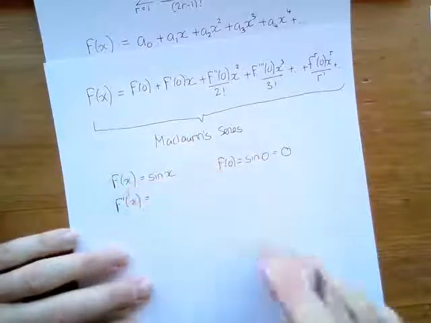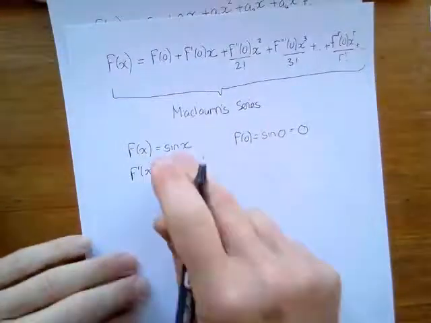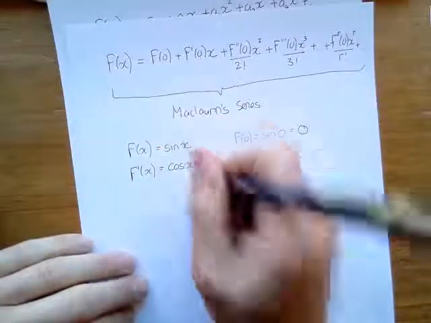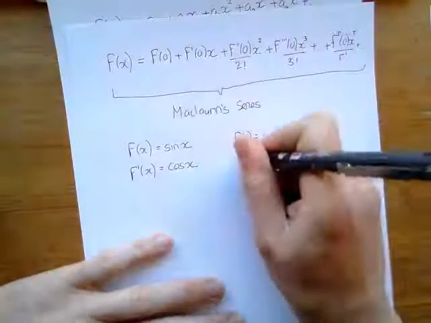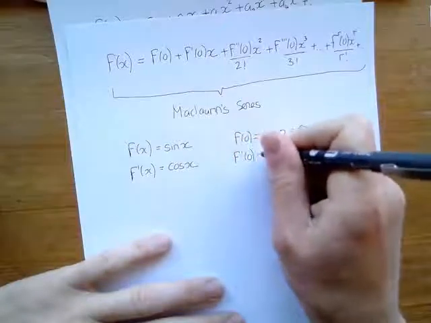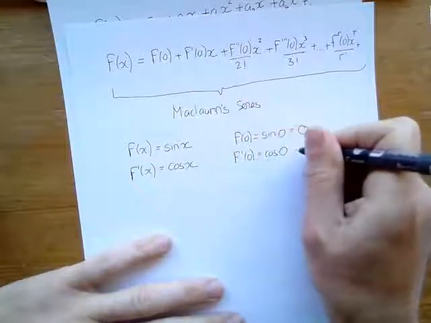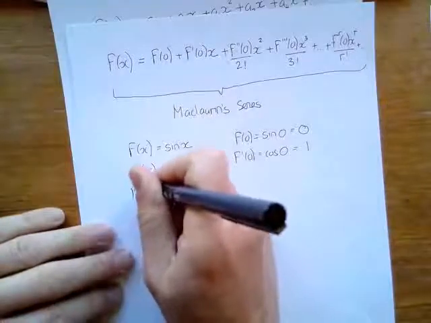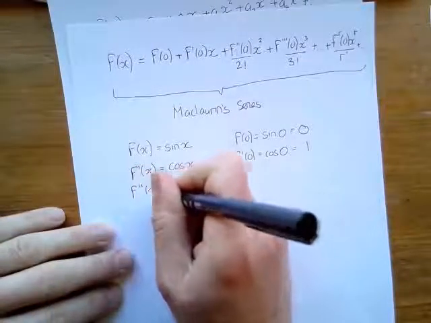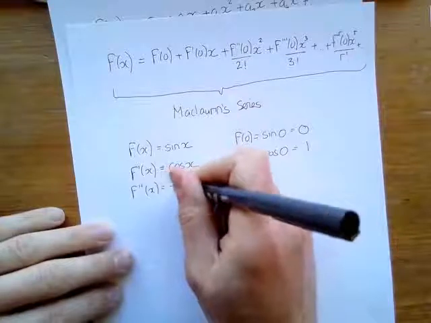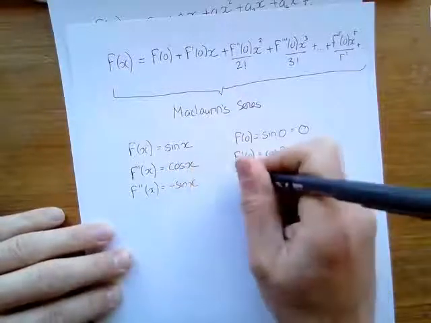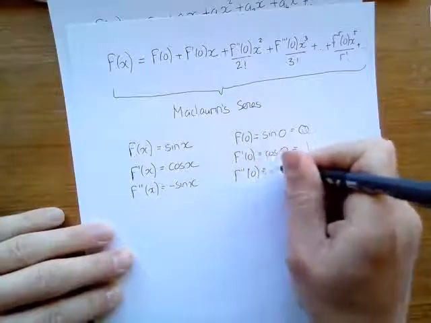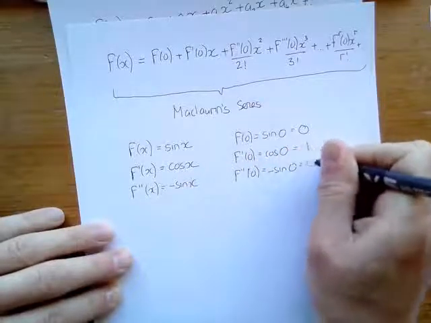So let's try and get f dash of 0. Now to do that, I'm going to have to find f dash of x first. In other words, I have to differentiate sine x. Well, the derivative of sine x is cos x. I think you know that. So f dash of 0 would be cos of 0, which is 1. Etc, etc, etc. So f double dash of x is the derivative of cos x, which is minus sine x. So f double dash of 0 is going to be minus sine of 0, which is 0.